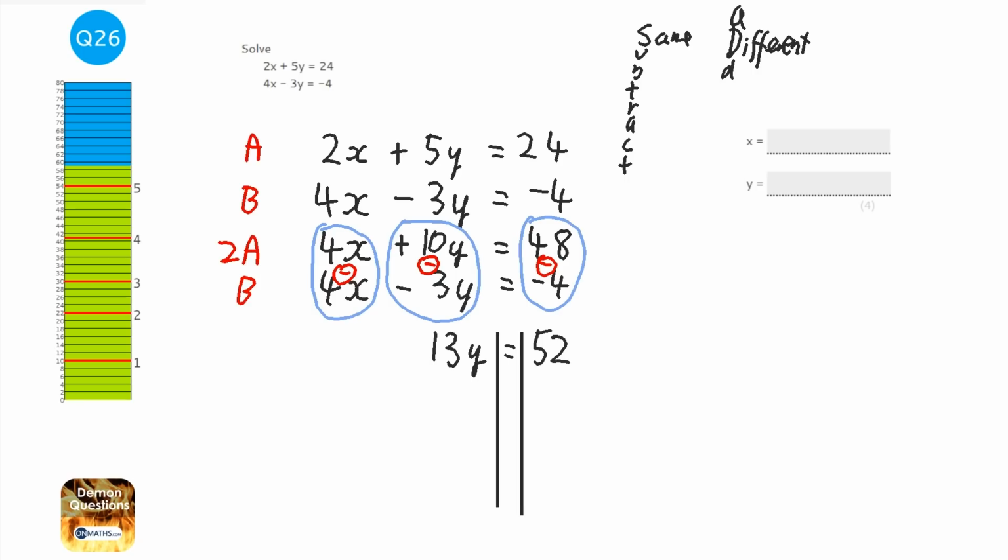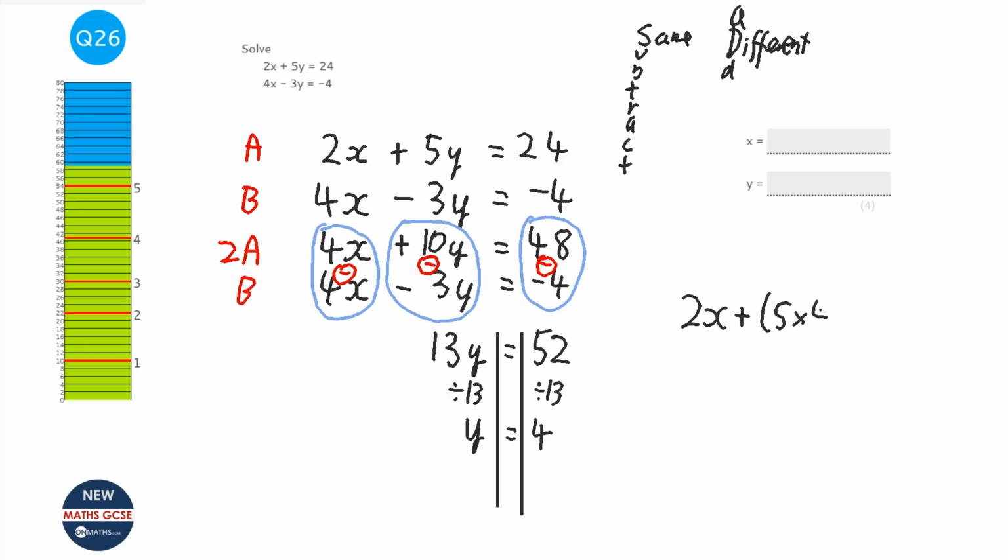Okay, next I need to do 52 divided by 13, and we're going to do both of these divided by 13. So we've got y equals, I think it's 4. So 4 times 13 is 52. So yeah, y equals 4. Then I'm going to pick one of the equations from the question and substitute the 4 in. I'm just going to pick the top one. So 2x plus 5 times 4, because we know that y is 4, equals 24.